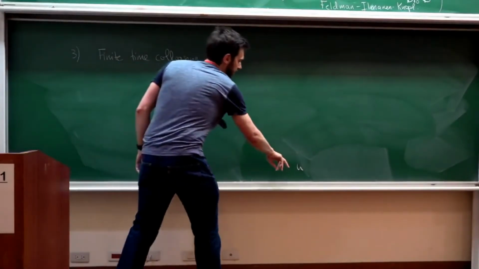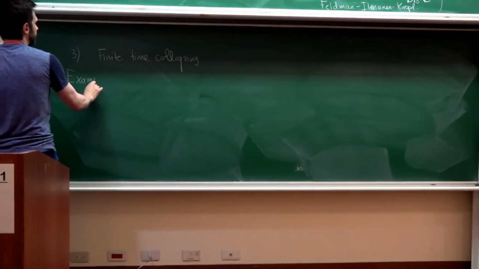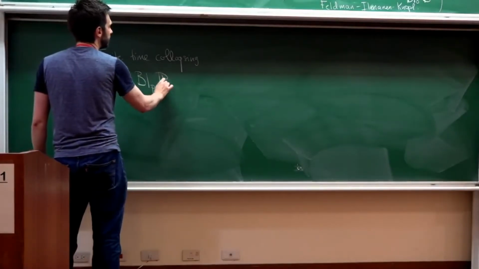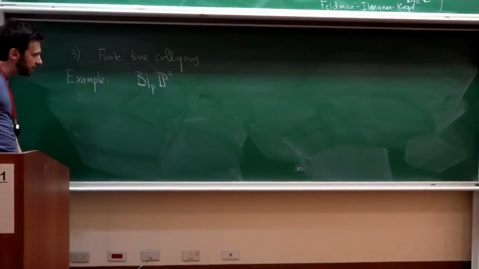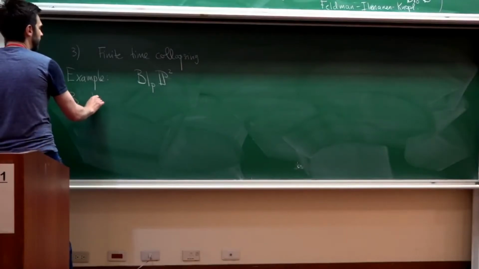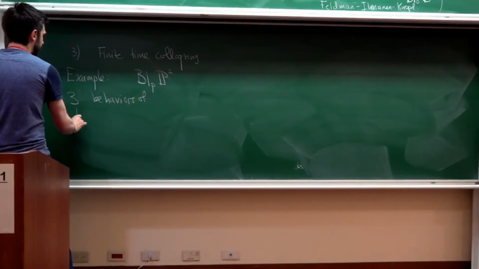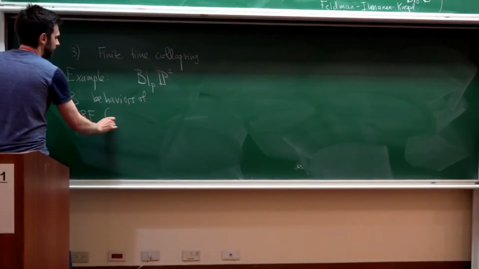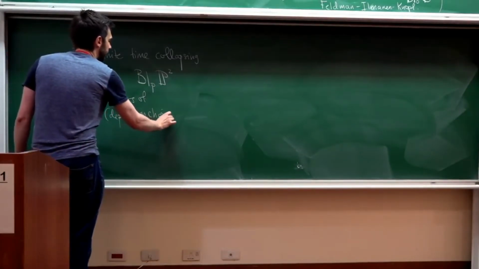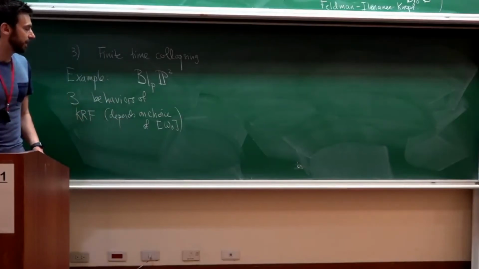Let me give an example. Again, let's go back to this manifold, the blow-up of a point on P2. This is a Kähler surface, and there are three possible behaviors of the Kähler-Ricci flow. The behavior depends on the choice of the initial Kähler class. It only depends on the class.